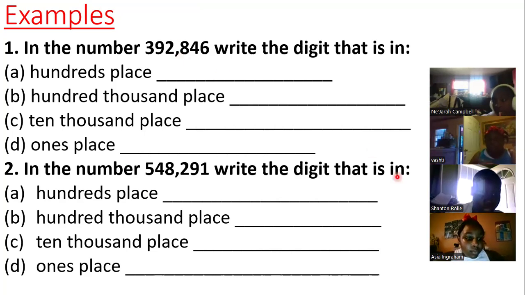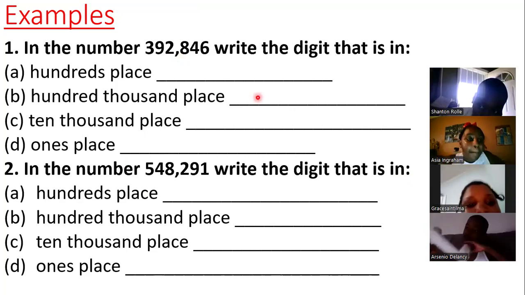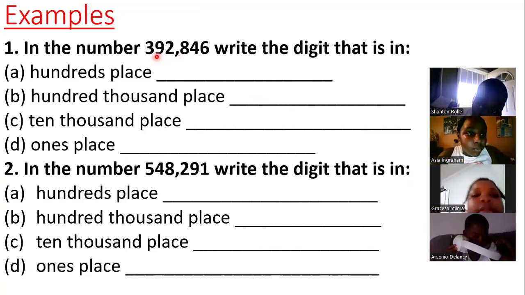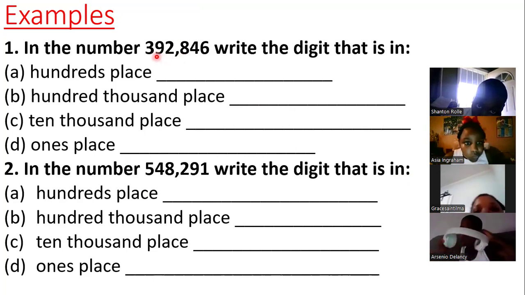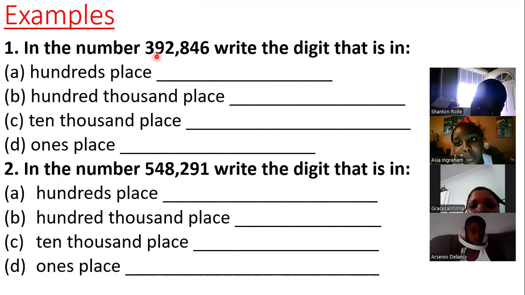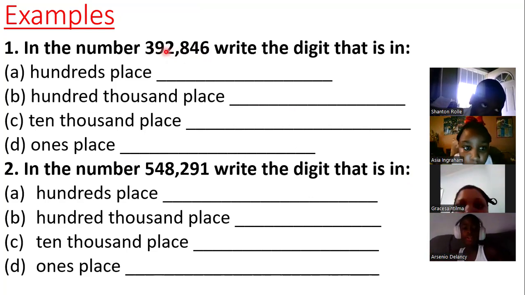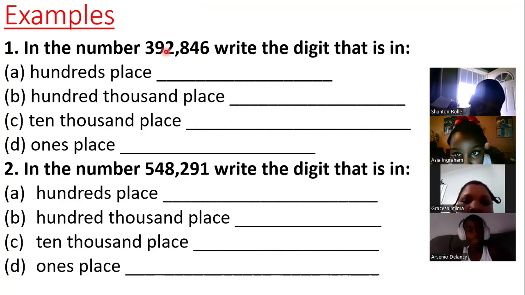Who did not go? Grace, pronounce this number for me, please. 392,846. Very good. And Arsenio, pronounce this number for me, please. 300,009. No. 300. 392,846. Very good. So the number is 392,846.